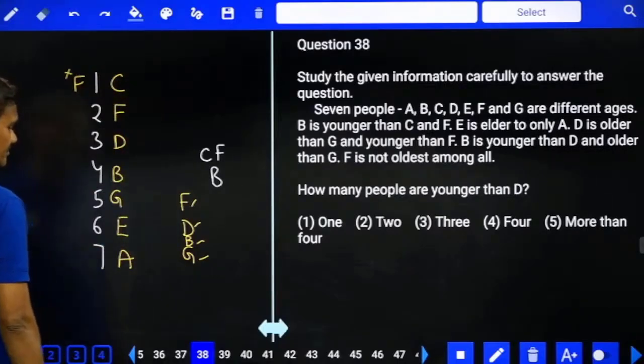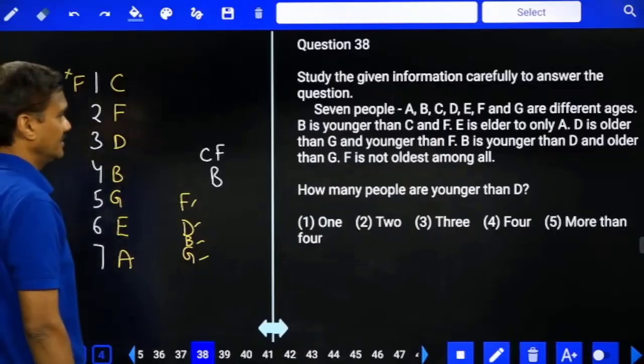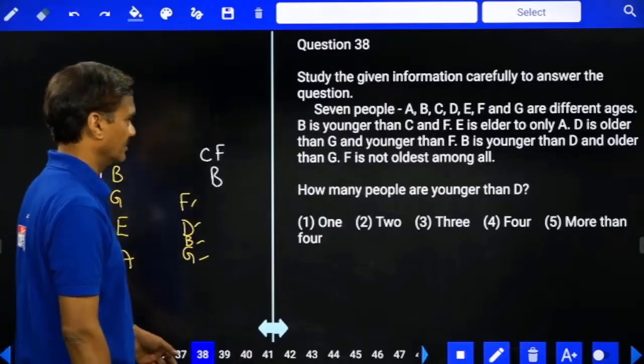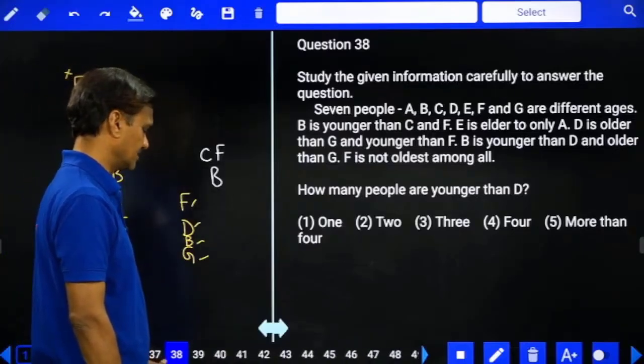Then what is the final arrangement? C, F, D, B, G, E, A. Then how many people are younger than D? Younger than D, there are 4 people. 4, that is choice 4, question number 38.